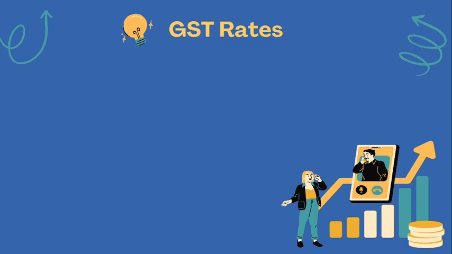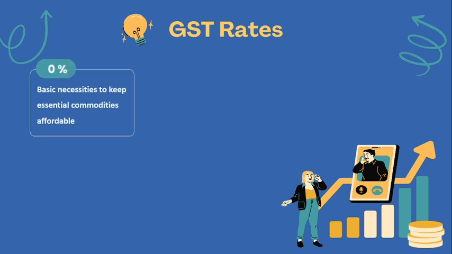GST is a multi-rate tax system. Not all goods and services are taxed equally. So let's see different tax rates in the GST structure. First is 0%, which is exempt. Basic necessities are exempt to keep essential commodities affordable. Some examples are fresh vegetables, milk, eggs, salt, unbranded cereals, books, etc.